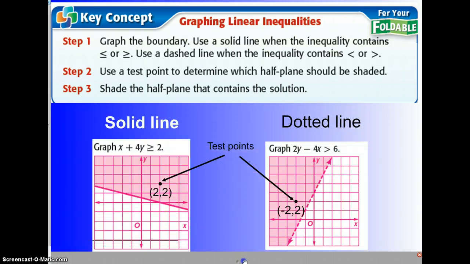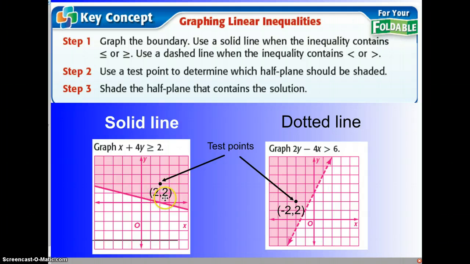Here's examples when you have a solid line and a dotted line. You will notice in this equation here, we have an equal bar, so the line is solid. In this one, we do not have the equal bar on the inequality, so the line is dotted. Here are two examples of test points. From the origin, I go over 2 for x and up 2, and that's a test point.